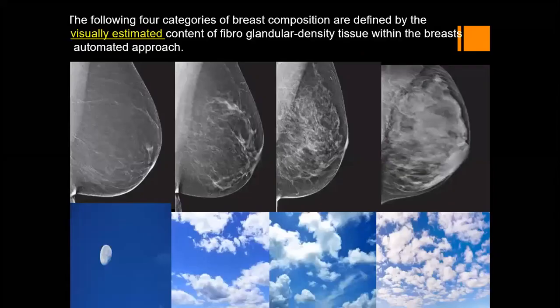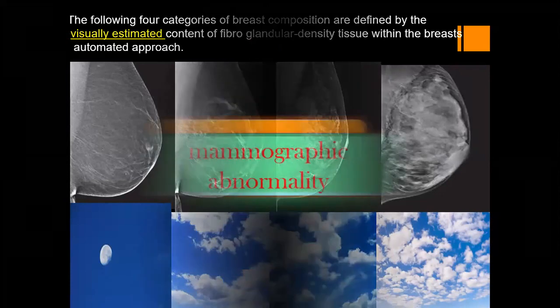And as we said, we have 4 types, and usually it's visually estimated by the radiologist, but currently there is an automated approach. And we said the high density is the least sensitive mammogram, which may preclude the visualization of an underlying cancer.